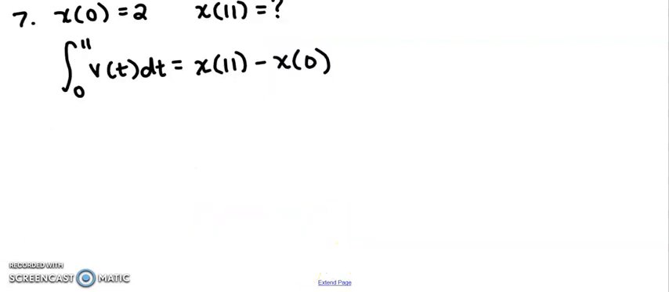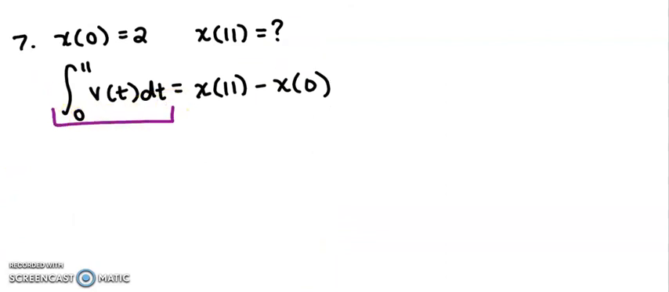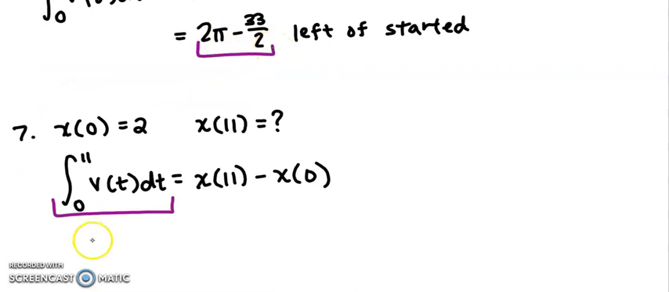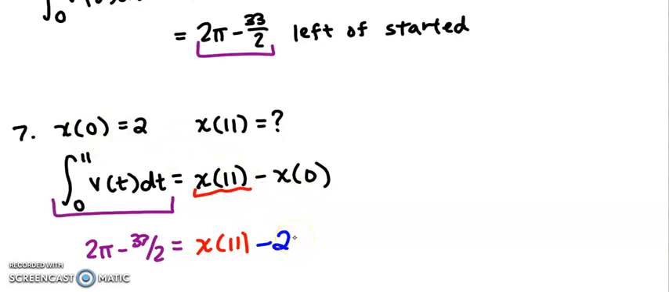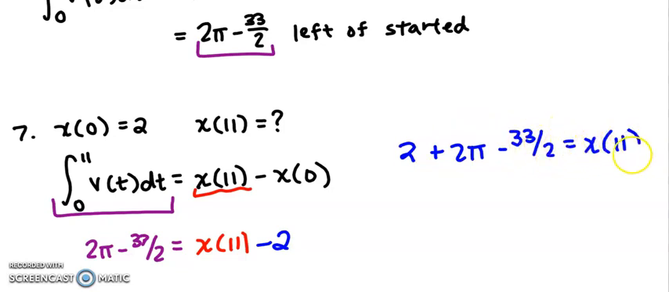So now let's just fill in what I know. I already did this work, this work was right here. 2 pi minus 33 halves equals, I want to know what this is, so I'm just going to leave that for a second. X of 11 is what I want to find. And then they told me that my initial position was 2. So what I'm going to do to isolate my position at 11 is add 2. So this will be 2 plus 2 pi minus 33 halves is equal to my position at time 11.